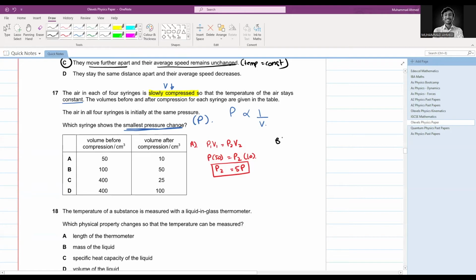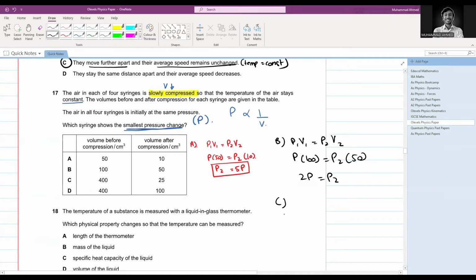Let's do it for option number B. P1 V1 is equal to P2 V2. What is pressure 1? P. What is volume 1? 100. What is pressure 2? Unknown. What is volume 2? 50. 2P is equal to your final pressure in part B.